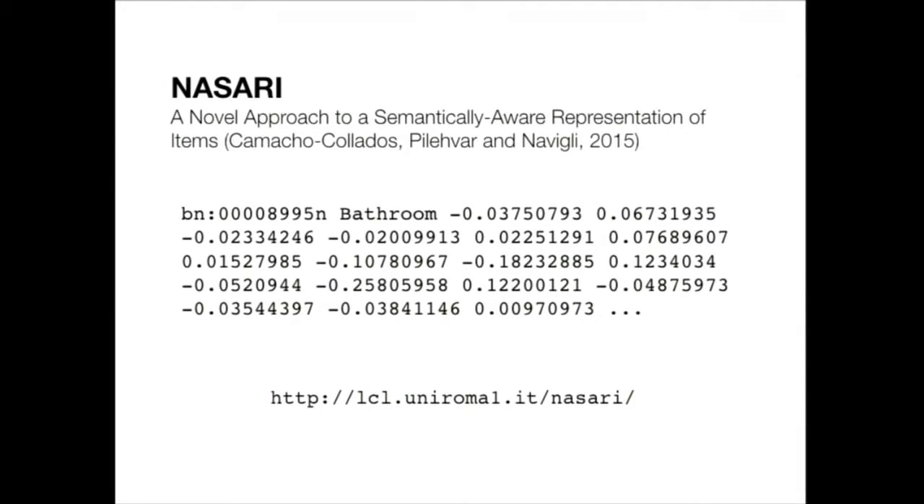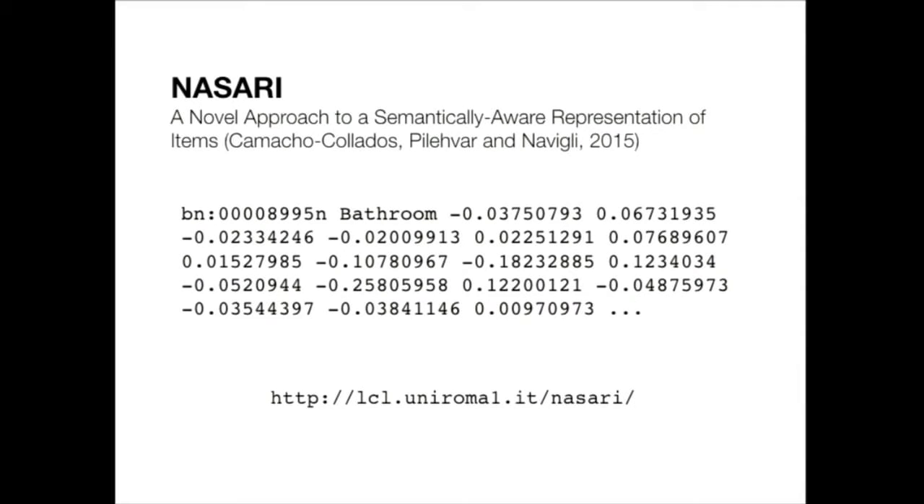The approach we're taking here is called Nasari, which is the work of these people here. And what they've done is they've processed the whole of DBpedia. DBpedia is an extraction of concepts from Wikipedia, but annotated with semantic linked data content, i.e. this ID is a unique ID for bathroom.